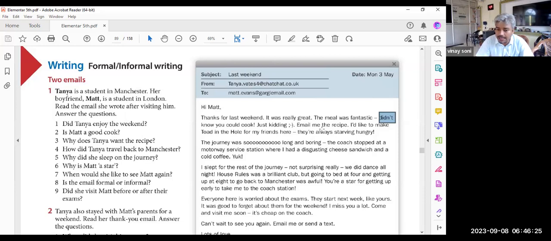I would like to make toad in the hole for my friends here. They're always starving, hungry. I would like to make toad in the hole for my friends here is a very easy sentence. I would like to make, I want to make, okay? They, my friends here, they are always starving, hungry.